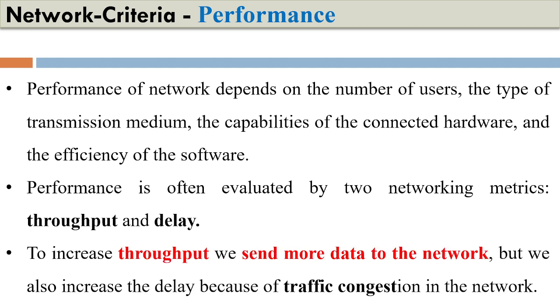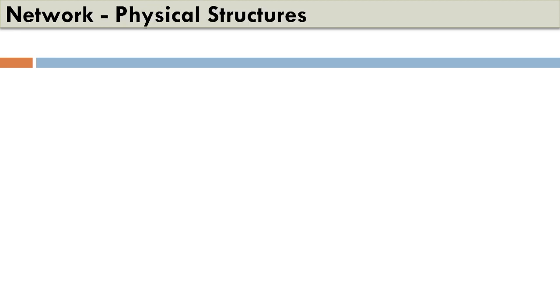Now when we talk about throughput, we usually want to send more data into the network. But what happens is that when we send more data into the network, the delay increases. This happens because of traffic congestion in the network. If there are fewer users, then the traffic congestion is minimal. But if we have a lot of users, the traffic congestion can be a great cause for concern, and hence sending more data to increase the throughput can inherently increase the delay because of the traffic congestion.